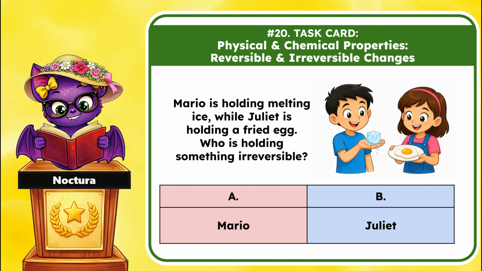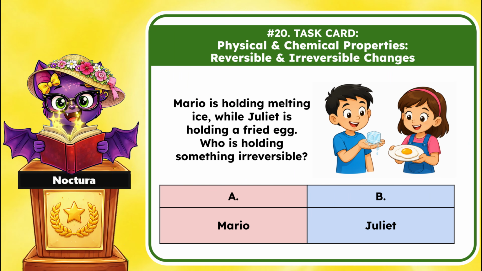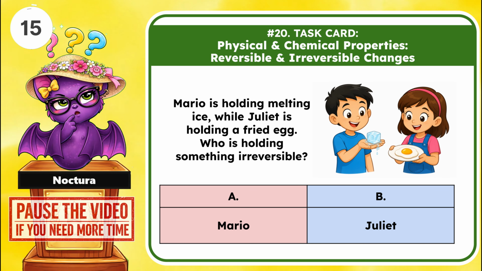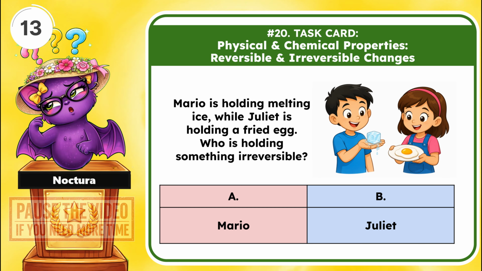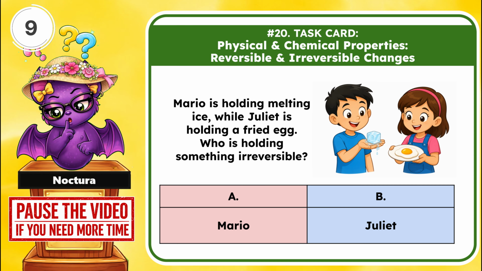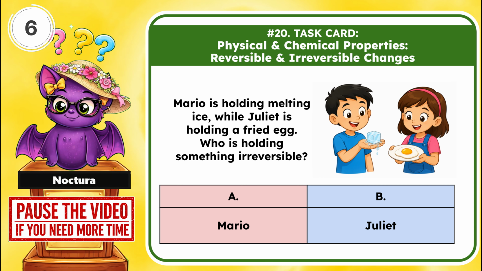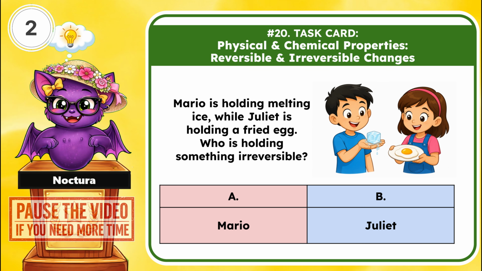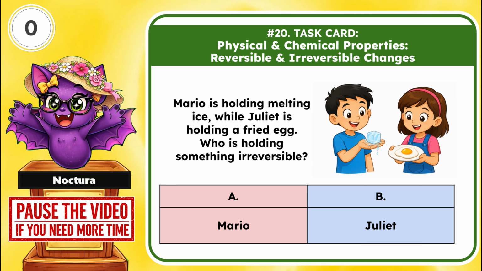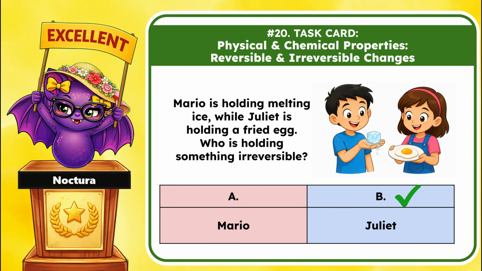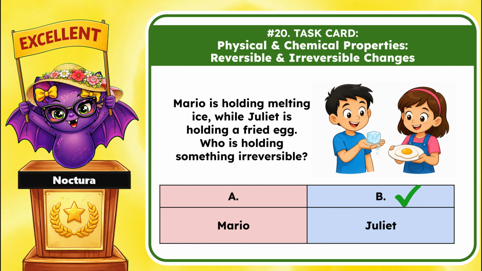Mario is holding melting ice while Juliet is holding a fried egg. Who is holding something irreversible? And the correct answer is letter B, Juliet.